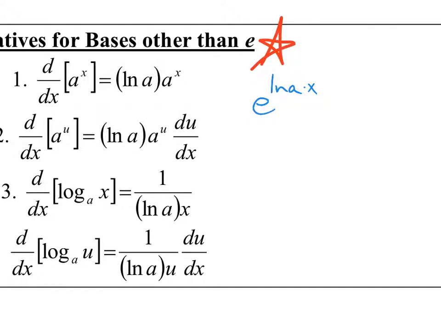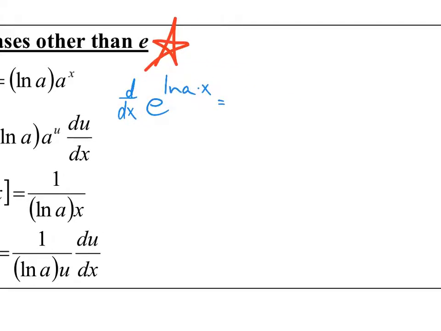But now the reason why that's useful is because now I'm taking the derivative of e to the u. And the derivative of e to the u is e to the u times the derivative of u. Well, the u is ln of a times x. That's a linear. So the derivative is just the slope of that linear part, and that is ln of a. Okay? Well, now we go ahead and we simplify this part back to where we started, and we have ln of a times a to the x.